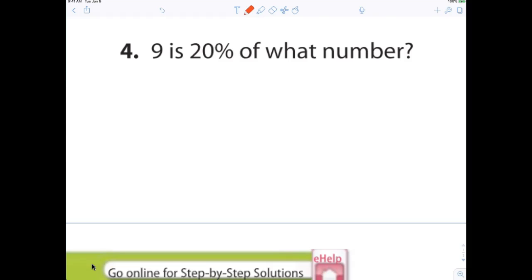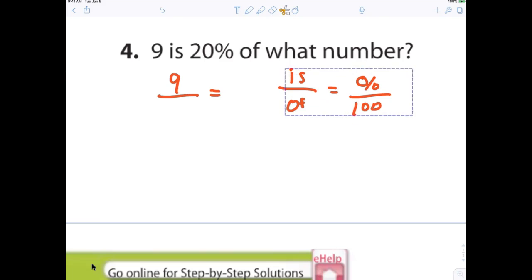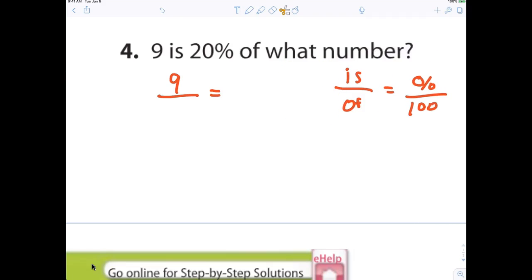Oh, I see. 9 over 41. Now, what I want to do is write this down: is over of is equal to your percent over 100. Now it's just a matter of, Thomas, you have to show me what goes with what. 9 goes with the what? Oh, 9 is X. 9 is next to the is. Do you agree? So you were right on this.